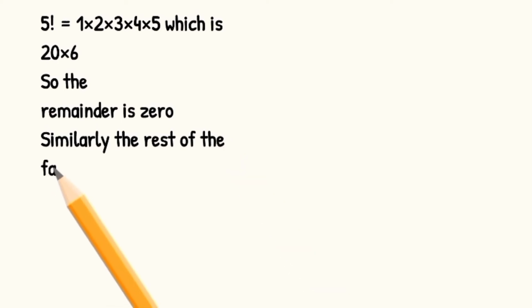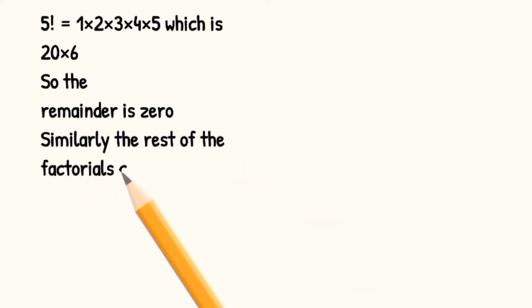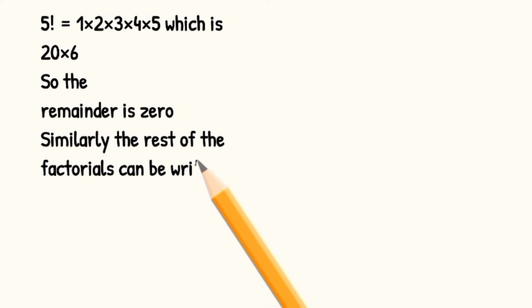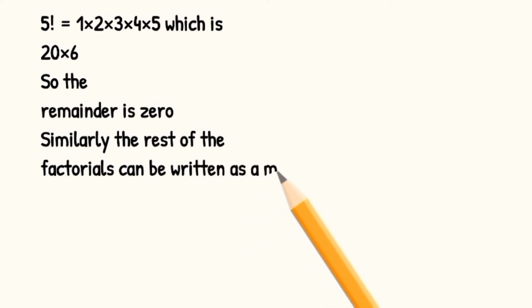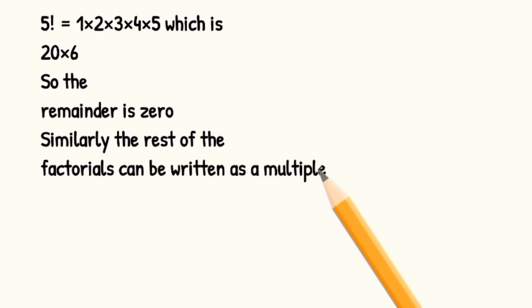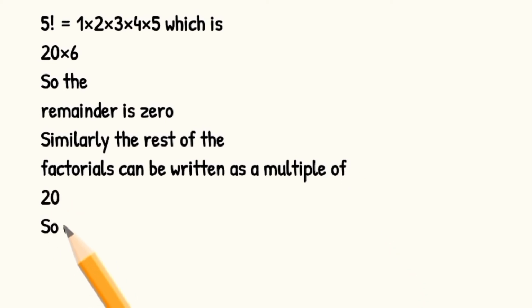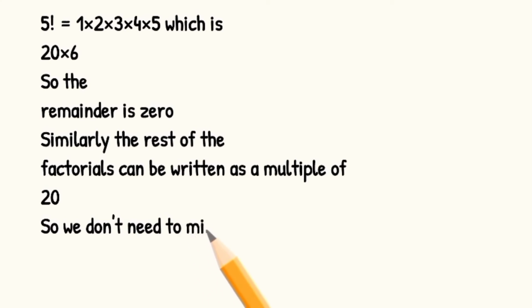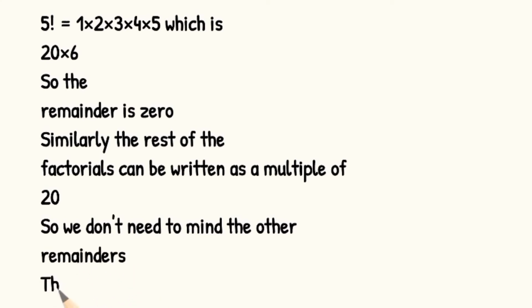Now, in any of the upcoming terms, you can see a 4 into 5, yes? So it's a multiple of 20. Any other factorial greater than or equal to 5 factorial is a multiple of 20. So when you divide it by 20, the remainder is 0, so you don't need to mind any other term. It's very easy now, right? It was never a hard question. So just leave all other terms because the remainders are going to be 0.